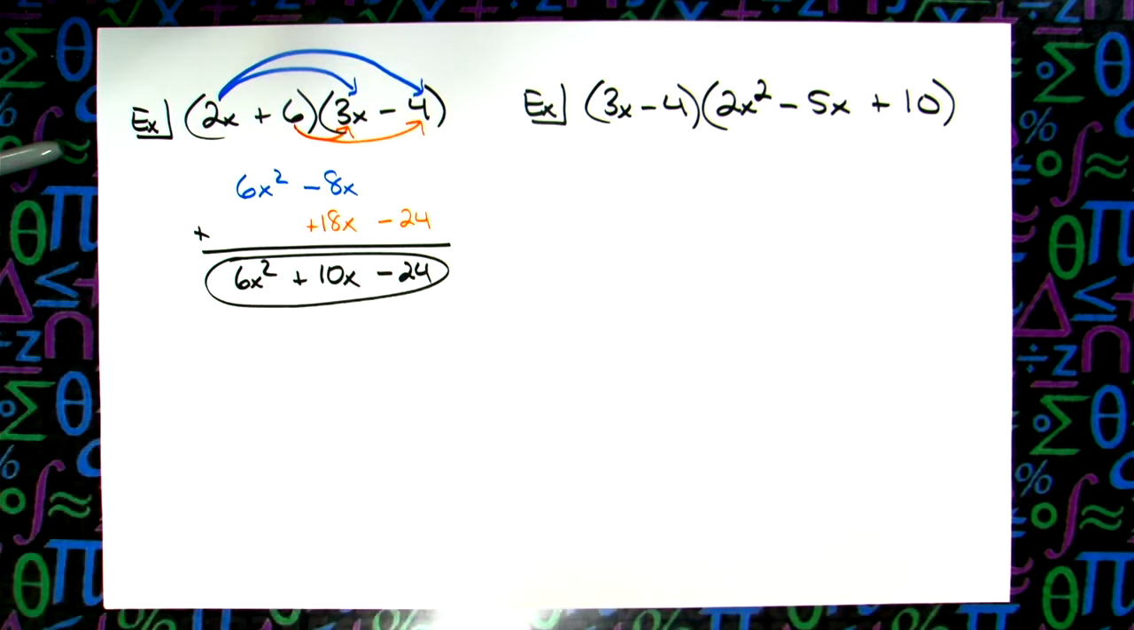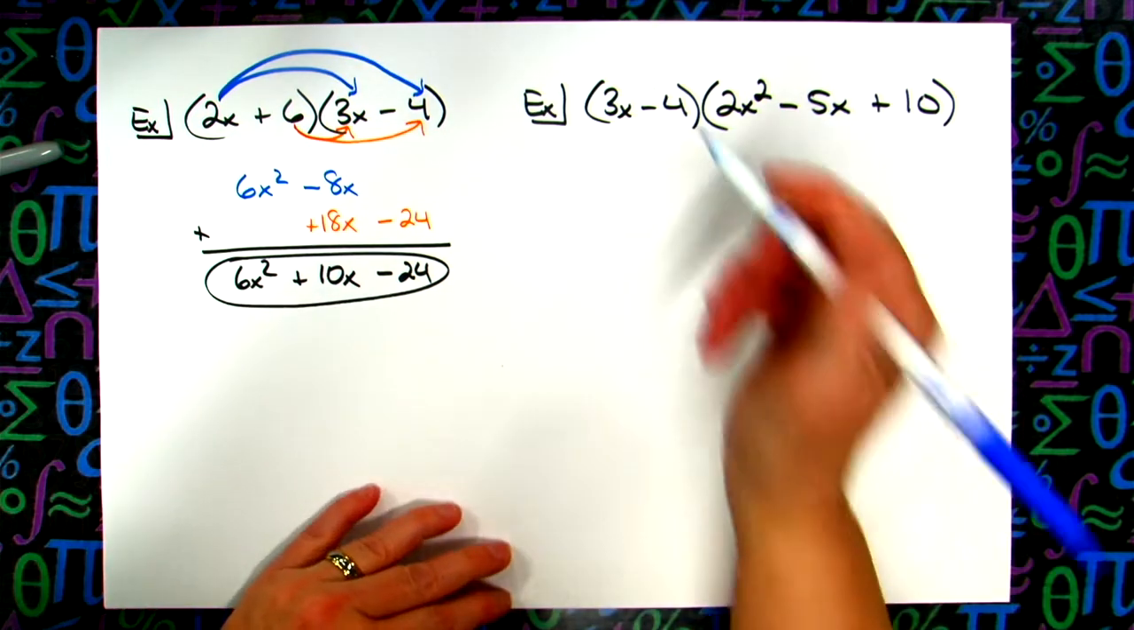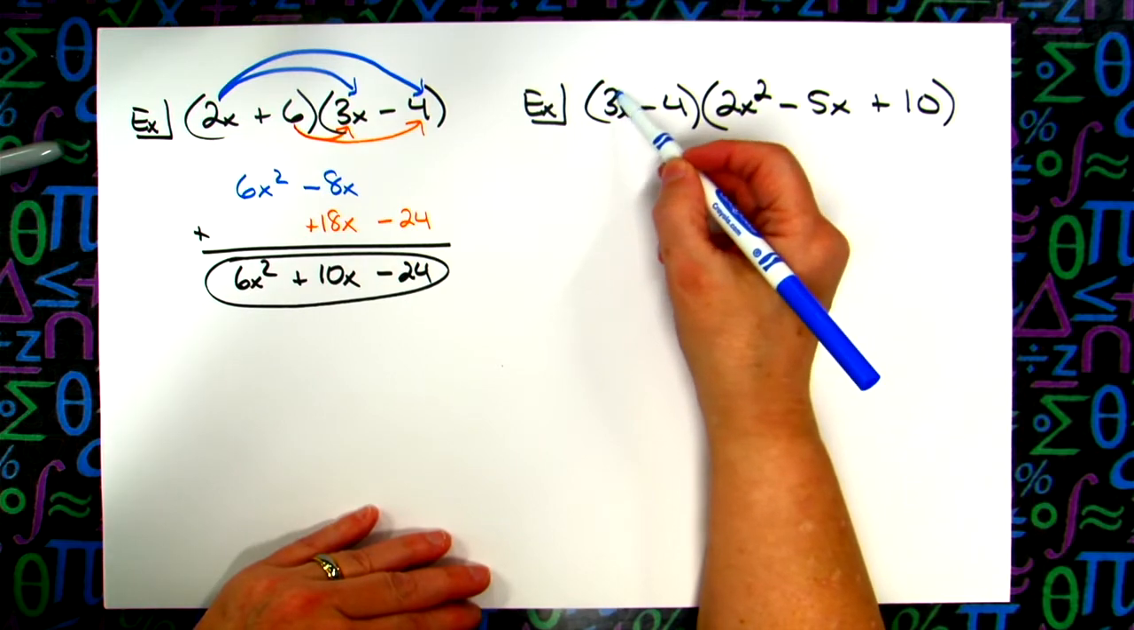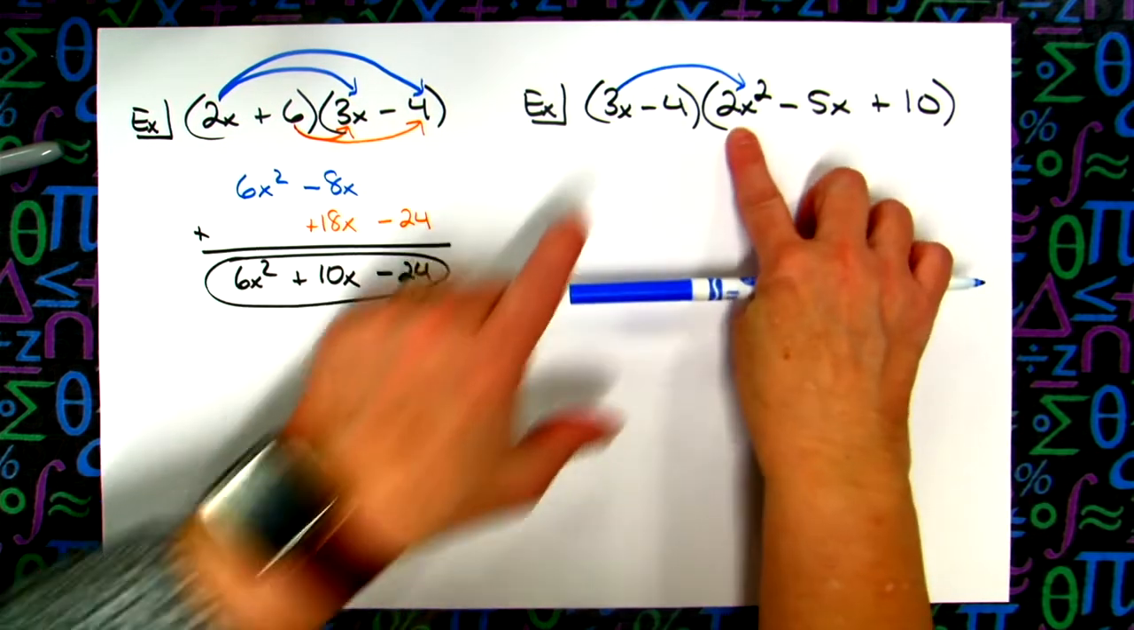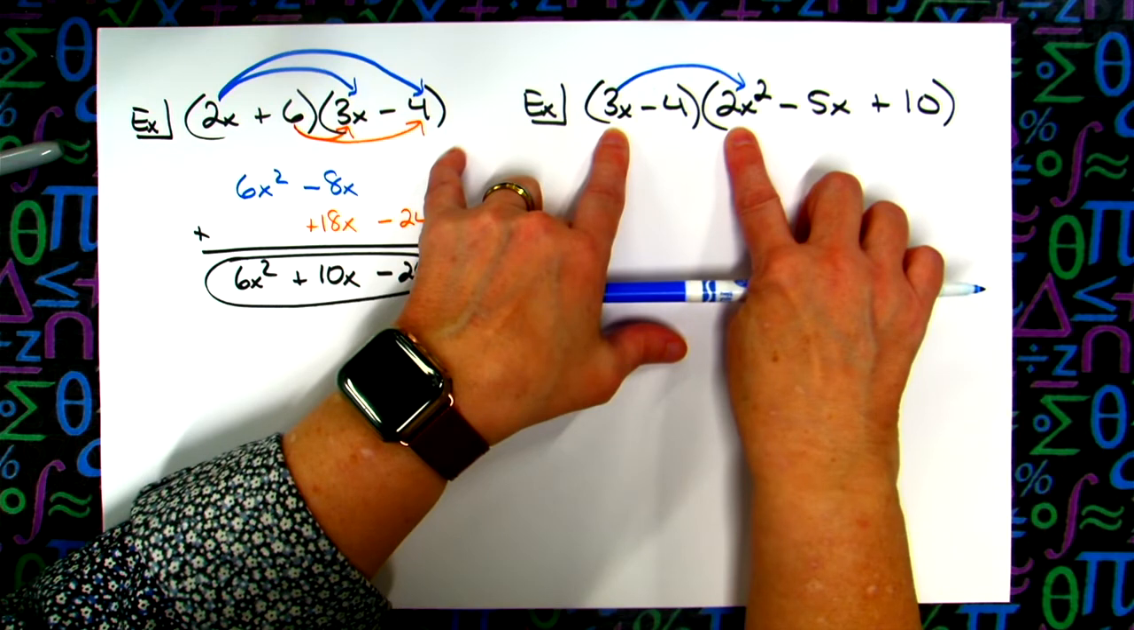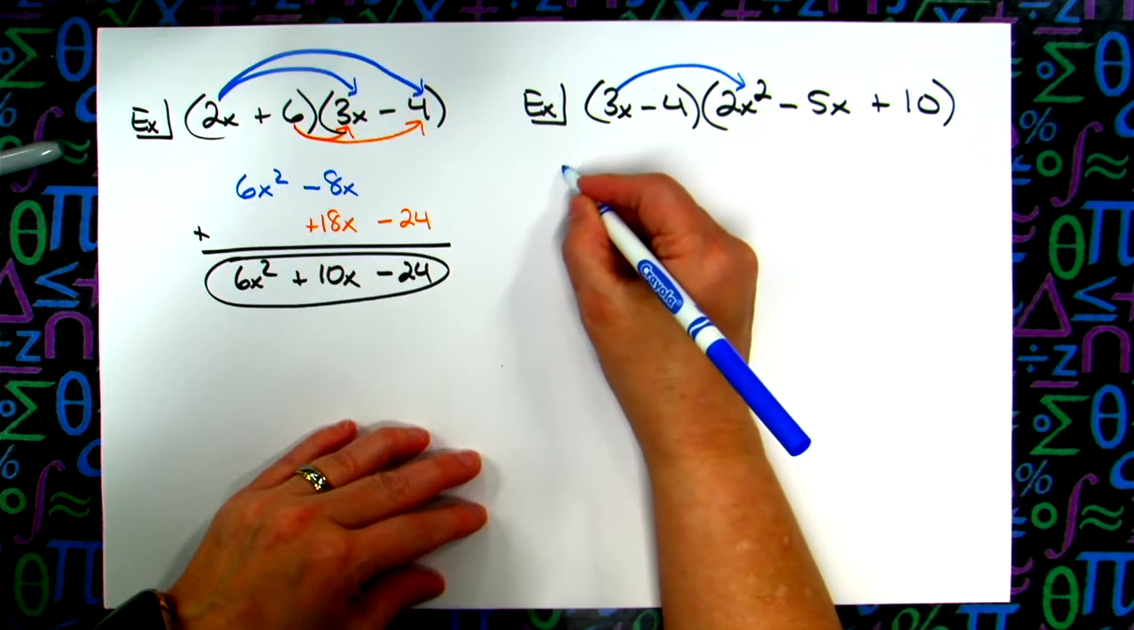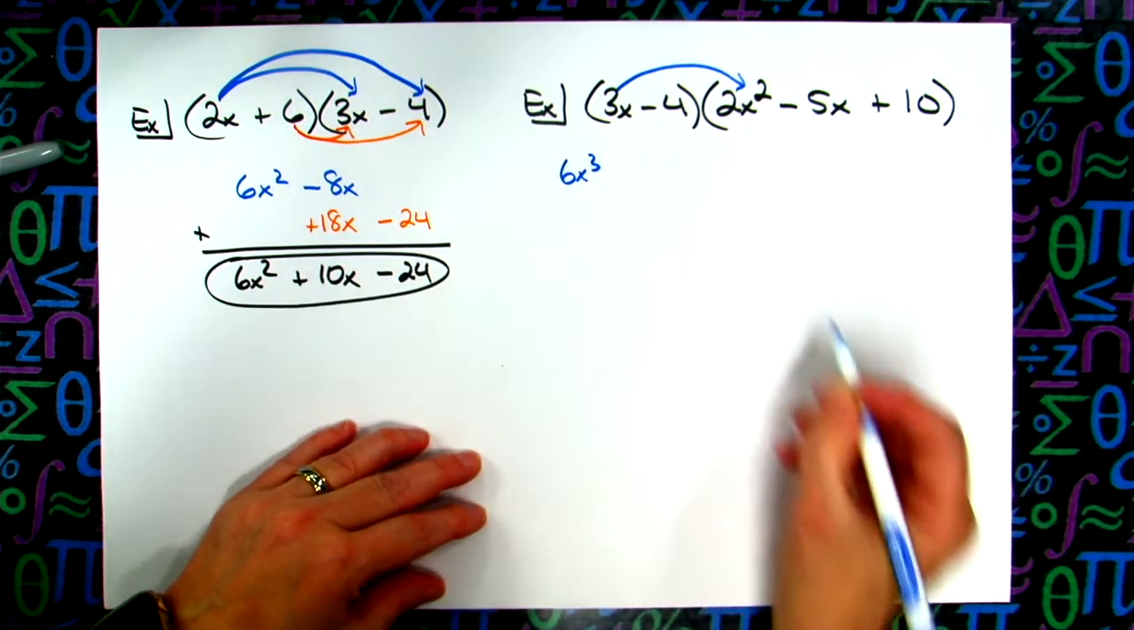And you need to do this in a systematic order so that you can keep track of things. I'm going to take that 3x and I'm going to distribute it to the 2x squared. So when I multiply, I get a 6x to the third. I'm going to write it all the way over here, 6x to the third, just to make sure I got plenty of room.